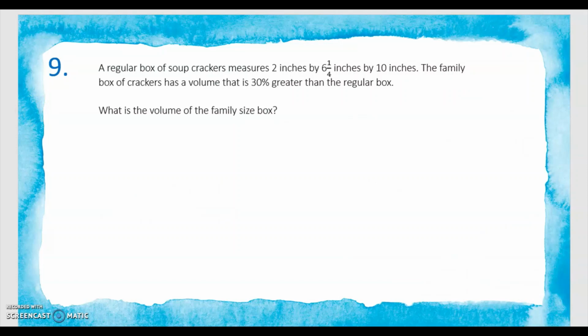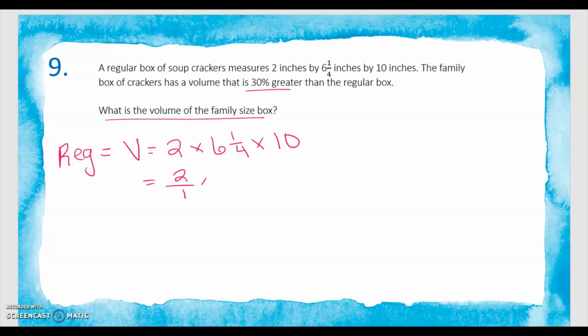Okay, number 9, a regular box of soup crackers measures 2 inches by 6 1/4 inches by 10 inches. The family box of crackers has a volume that's 30% greater than the regular box. What is the volume of the family box? Okay, so first we need to find the regular box. And it's 2 times 6 1/4 times 10.